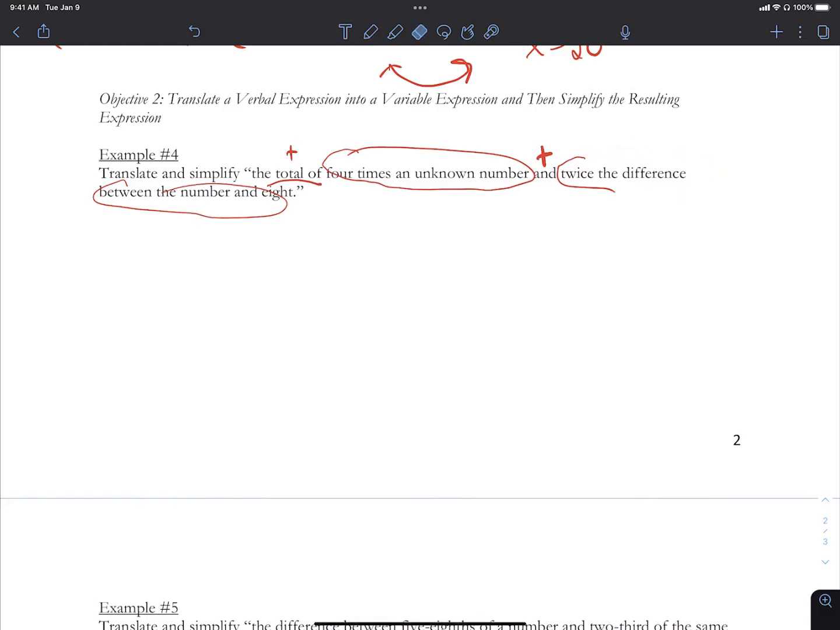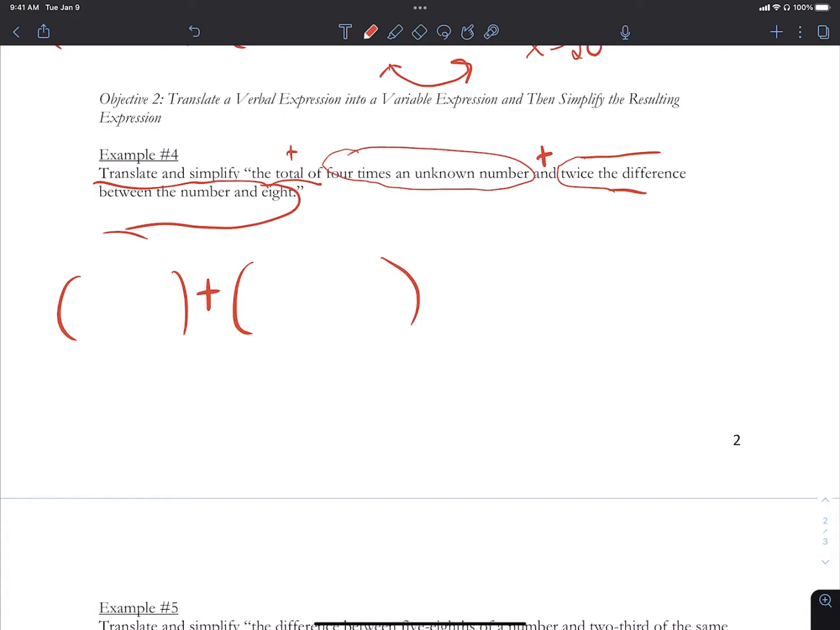Maybe I'll leave those sides open to help you think of it as all one. I just ran out of space, because I had to go down to the next line. So the total of, so I know I'm going to have plus, and then I'm going to have two objects in here. So 4 times an unknown number is 4x, and then twice the difference, right? So that tells me I'm taking 2 times the difference. I'm going to be subtracting two things, and those two things I'm subtracting are the number and 8, right?